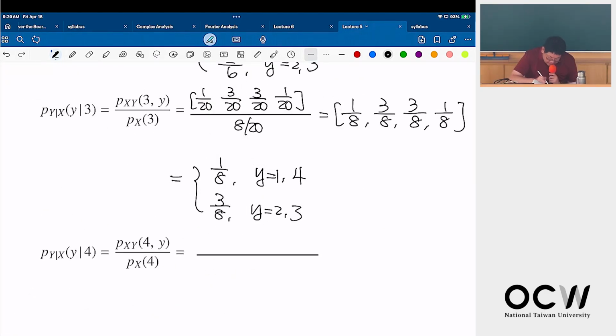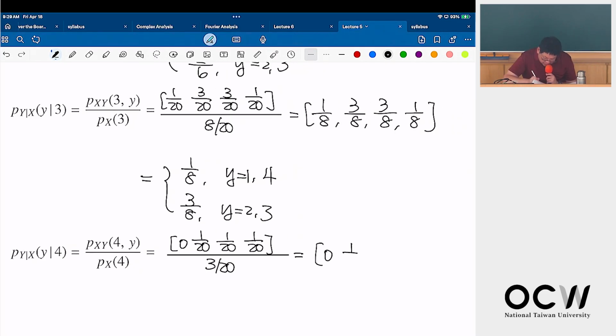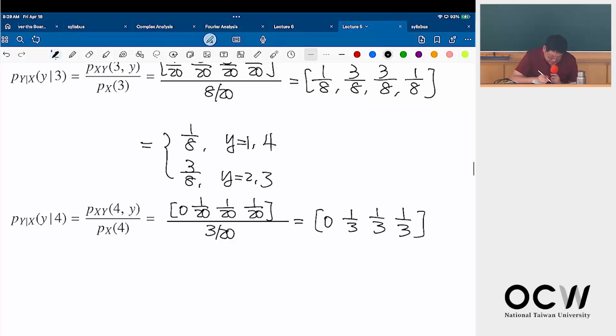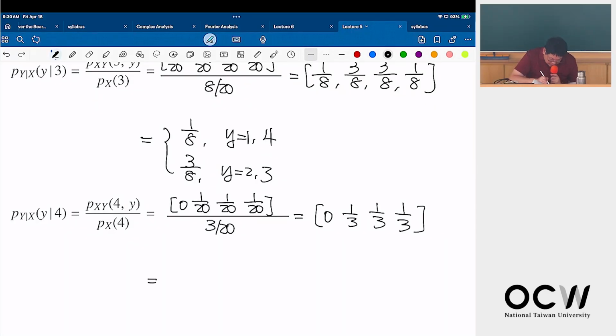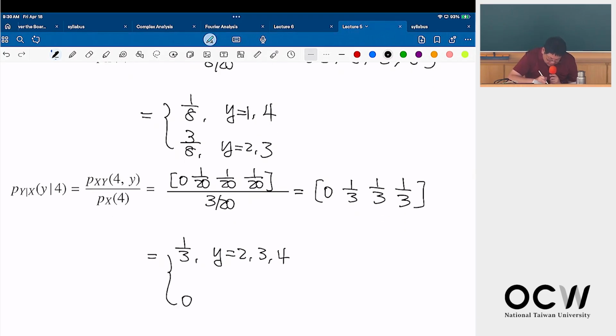For x equals 4, the fourth row, we have 0, 1 over 20, 1 over 20, and 1 over 20, 3 over 20. Then we get 0, 1/3, 1/3, and 1/3. So it's either 1/3 when y equals 2, 3, 4, and 0 when y equals 1.